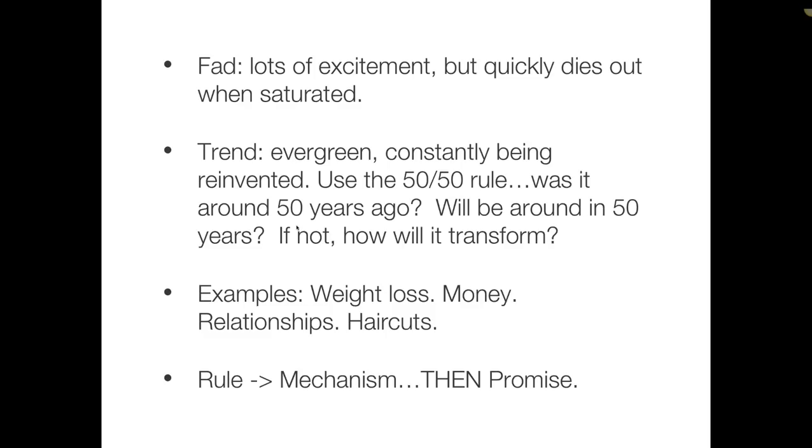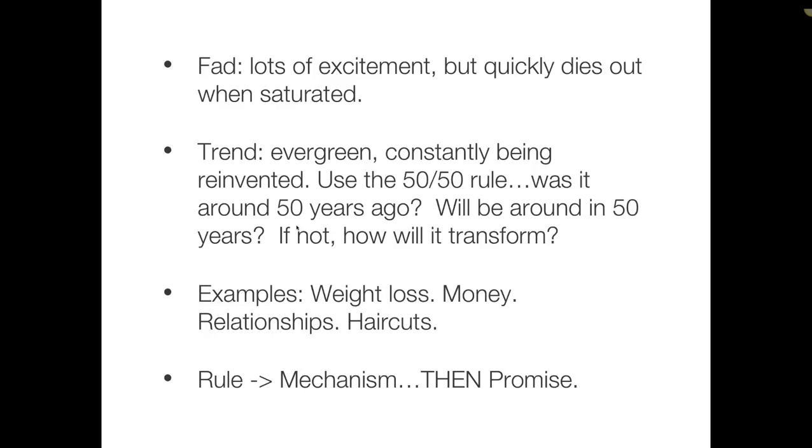But the underlying trend was look better, feel sexier, be healthier. The next one is money. People are always going to want more money or be more secure with the money that they have. So money is a constant.